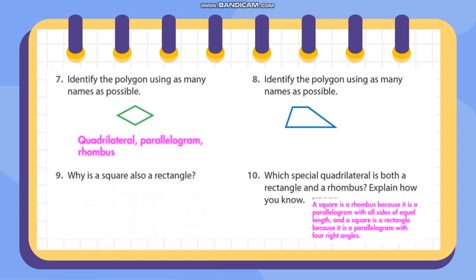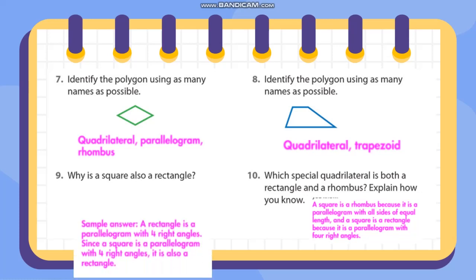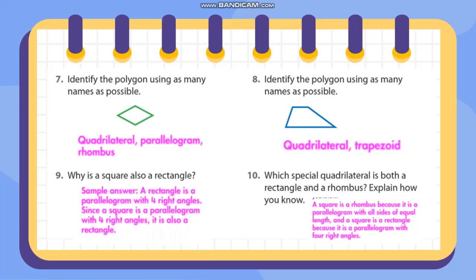So that is an example of a trapezoid. And when we say trapezoid, there is one pair of parallel sides. And a trapezoid is a quadrilateral. Question number 9. Why is a square also a rectangle? Because a rectangle is a parallelogram with four right angles. Since a square is also a parallelogram with four right angles, it is also a rectangle.